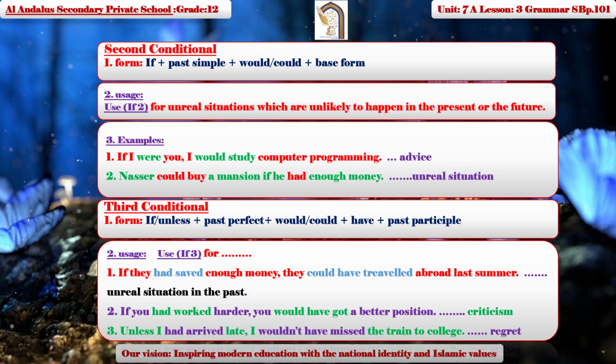And finally, we have got this final example, which conveys a different meaning. Unless I had arrived late, I wouldn't have missed the train to college. Of course, the meaning here gives some sort of regret. The speaker feels sorry about arriving late and the disappointing result of missing the train to college. Now, gentlemen, let's move ahead to deal with mixed conditionals.